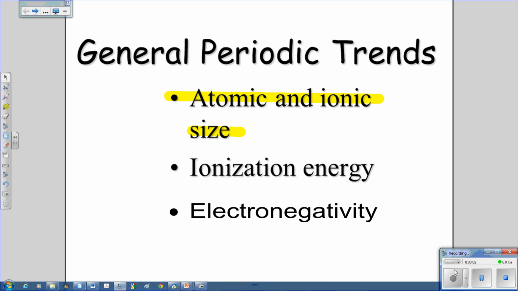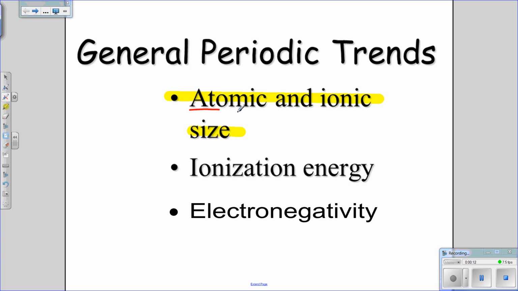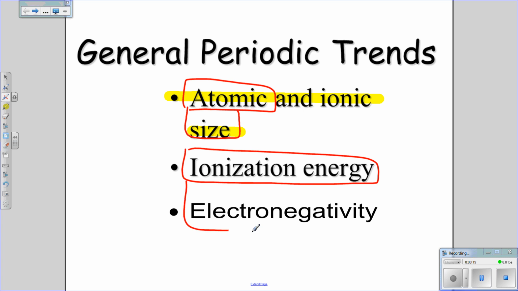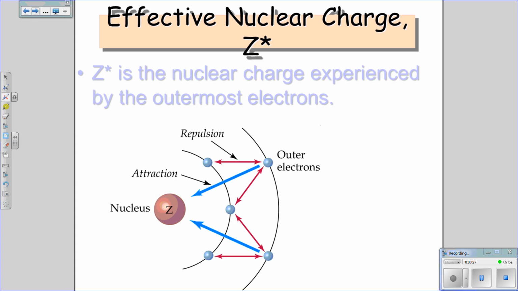Alright, so I want to talk to you about some general trends of the periodic table. You get the idea, just a little introductory video. A couple of trends we're going to talk about. The first one's going to be atomic size, and we'll get to ion size later. Ionization energy and electronegativity. These are three very common trends that you're supposed to be familiar with in the periodic table. So, first trend, it has to do with atomic radius or atomic size.